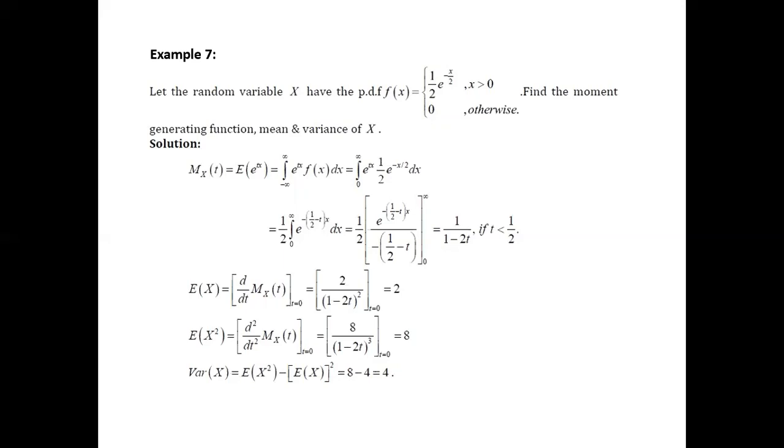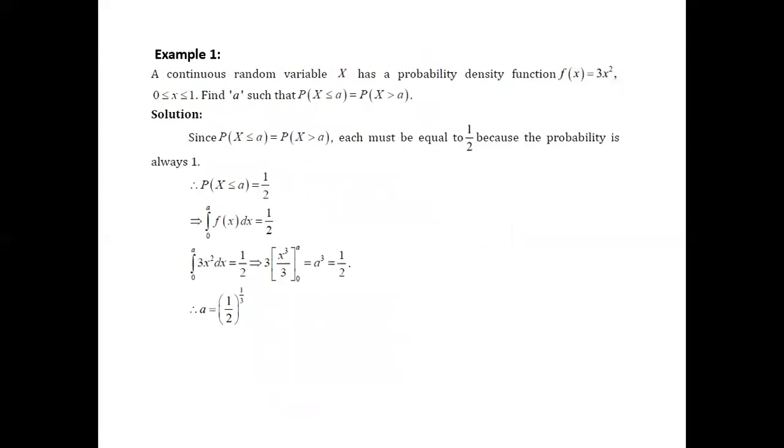if t less than 1 by 2. So the expectation of x equals d by dt of Mx of t, which is 2 by 1 minus 2t whole square, and at t equal to 0 it equals 2. Now expectation of x square equals the double derivative of Mx of t at t equals 0, then 8 by 1 minus 2t whole cube at t equals 0 is 8. So variance of x equals expectation of x square minus expectation of x whole square. So 8 minus 4 equals 2. So these are the problems on continuous random variable.